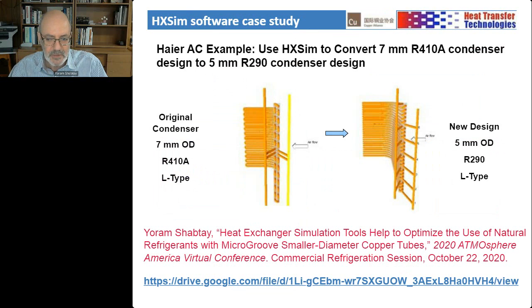We will quickly review and show how HXSim was used to optimize an air conditioner condenser from a 7 millimeter tube R410A L-type to a 5 millimeter copper tube containing propane refrigerant, which is also an L-type. There's a paper describing this that was presented at another conference, and those links here will show where you can find the papers.